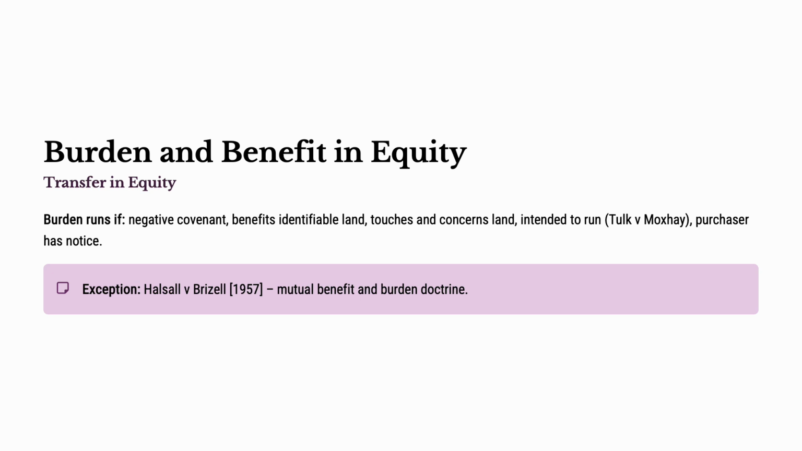So there is one important exception to the rule that positive covenants don't bind successors, the doctrine of mutual benefit and burden from Halsall's case, and that provides if a successor takes the benefit of a covenant, they must also accept associated burdens, even if positive. This applies particularly in developments with shared amenities where owners benefit from communal facilities and must contribute to their maintenance. For example, a common gym or swimming pool they are using together.